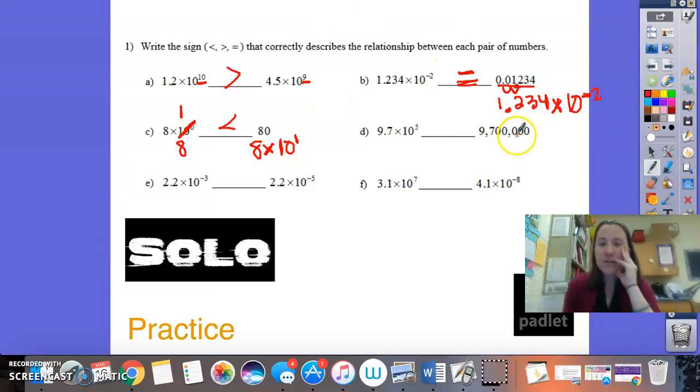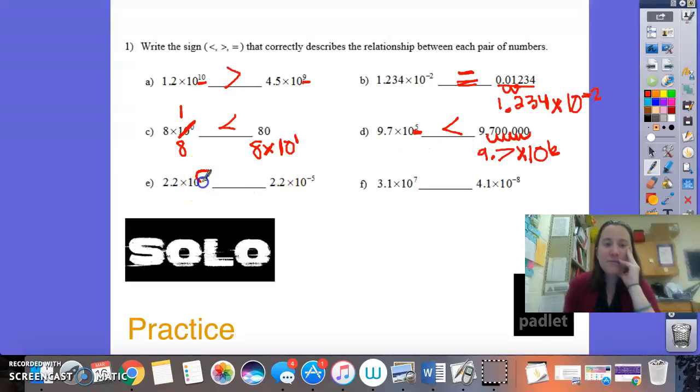This one, I'll go ahead and write this as 9.7 times 10 to the 6th power, because I had to move that decimal point 6 places. And so I'm looking at 10 to the 5th power as compared to 10 to the 6th power. 10 to the 6th power is greater.